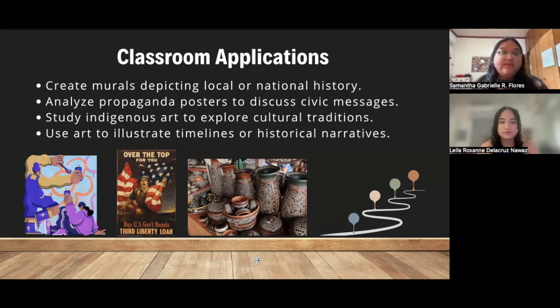And we could have them study indigenous art to explore cultural traditions. Studying art is basically how you get to connect with different cultures. So they get to connect with maybe other cultures or their own. And they could also use art to illustrate timelines or historical narratives.